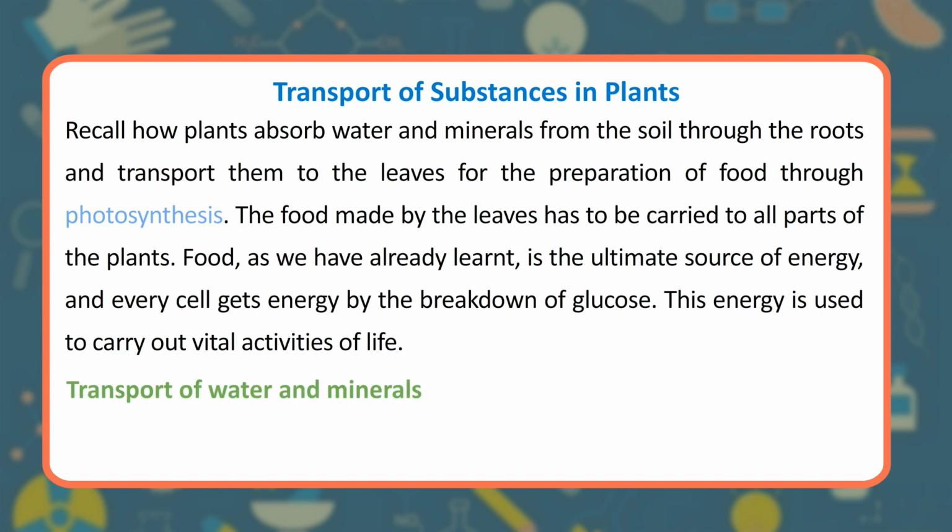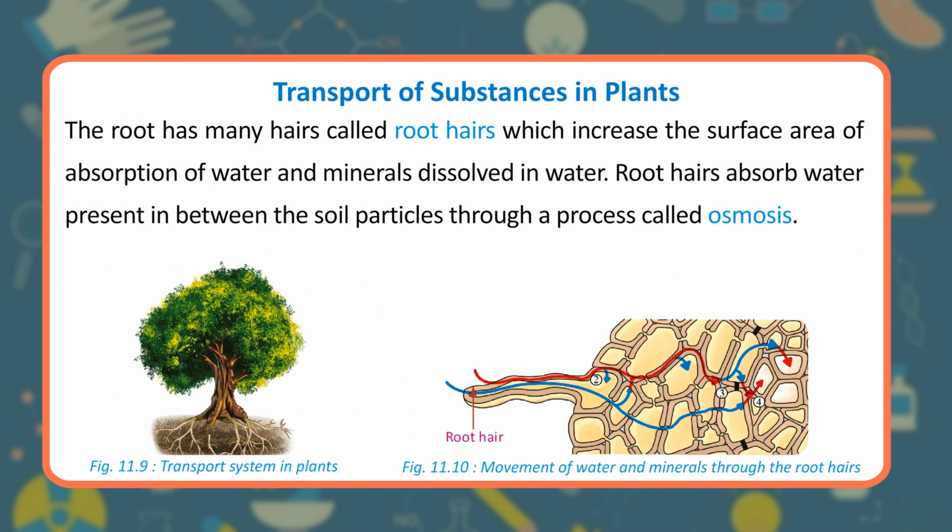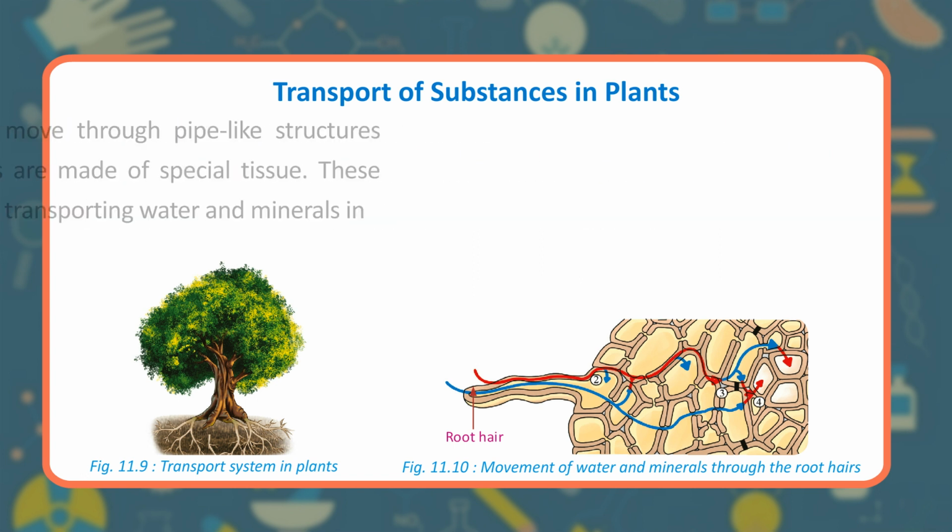Transport of water and minerals. Water is absorbed from the soil through roots. The root has many hairs called root hairs which increase the surface area of absorption of water and minerals dissolved in water. Root hairs absorb water present in between the soil particles through a process called osmosis.